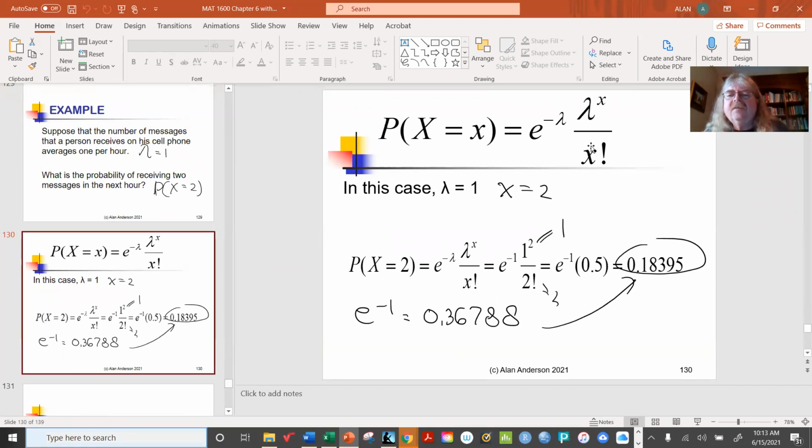All right, using that formula again, we plug in the numbers. Now remember, lambda is 1. So both of those lambdas become 1. And that makes this a lot simpler. And then x is 2. So we have 2 factorial down here. We ended up with e to the minus 1 times a half, which is approximately equal to 0.18395.